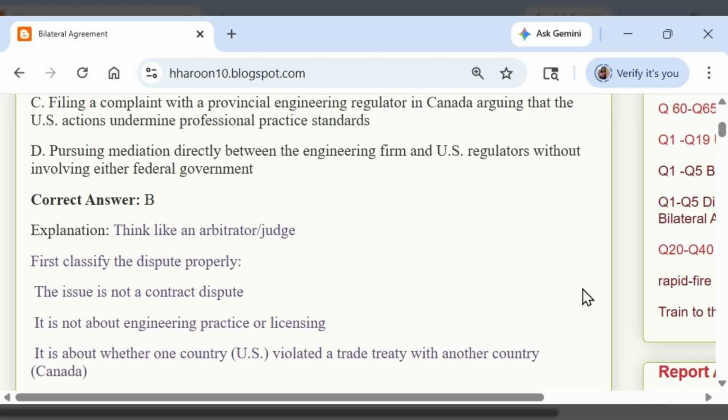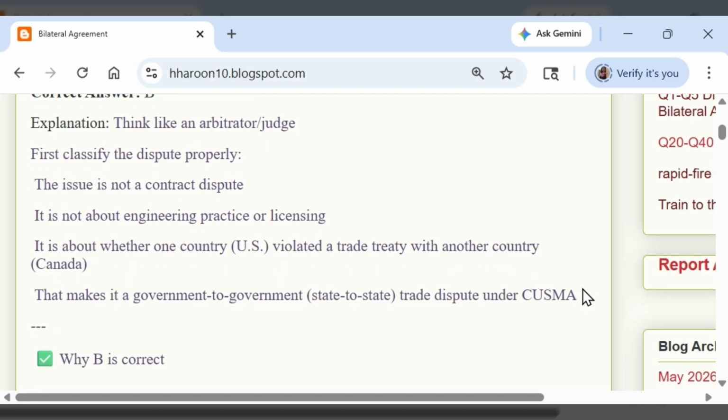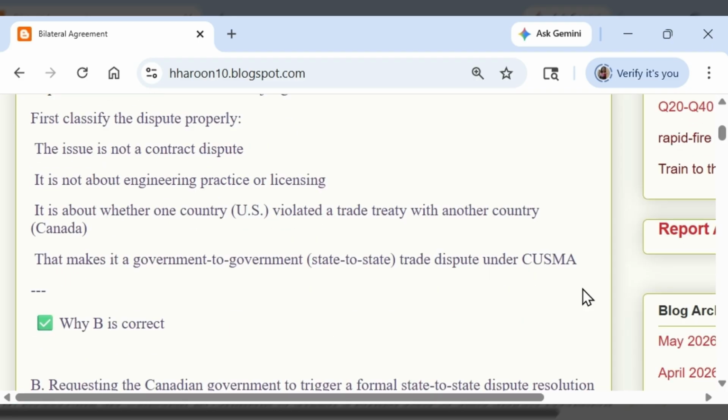Correct answer, B. Explanation: the correct answer is B. Think like an arbitrator judge. First, classify the dispute properly. The issue is not a contract dispute. It is not about engineering practice or licensing. It is about whether one country, the U.S., violated a trade treaty with another country, Canada. That makes it a government-to-government, state-to-state trade dispute under CUSMA.